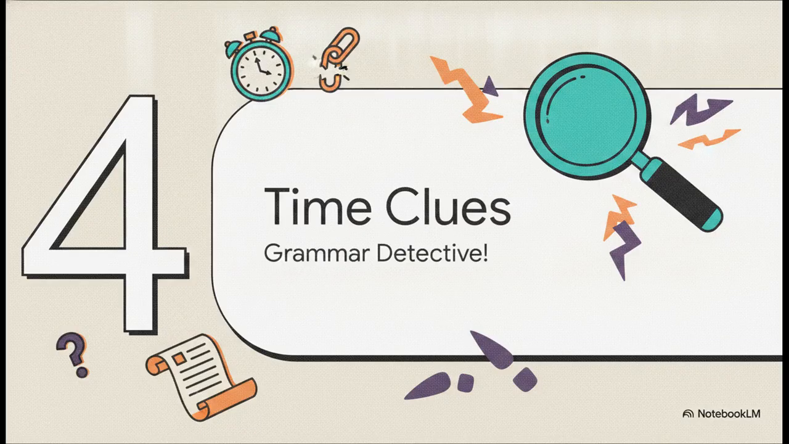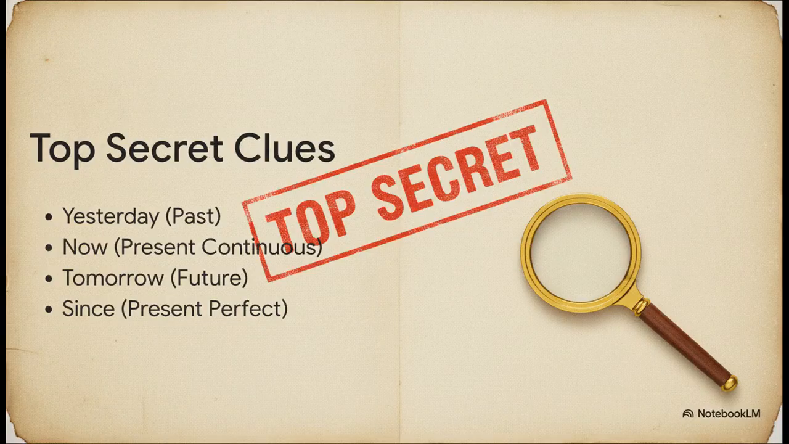Section 4, Finding the time clues. Become a grammar detective. All right, detectives. Here are some highly practical time clues to look for in sentences so you can keep the order of events perfectly correct. If you see the word yesterday, your brain should immediately lock on to the past tense. If you see every day, well, that's a habit, so it's simple present. Now means present continuous, and tomorrow is a dead giveaway for the future tense. Memorize these clues, and I promise you'll never get lost in time.